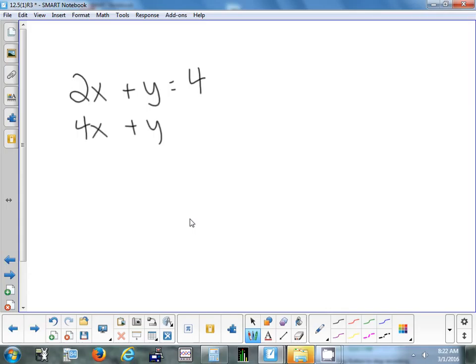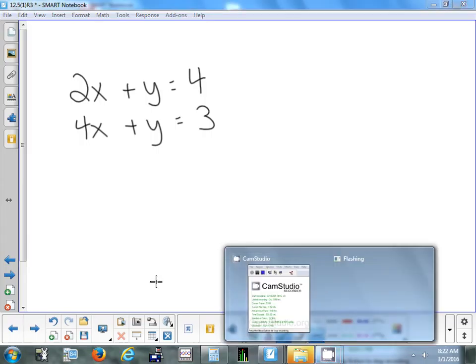4x plus y equals 3. See how we got the same letter? It's a single letter, same sign. All we're going to do is multiply one of those. I don't care which one, it doesn't matter. Multiply one of those equations by -1. That's all you're going to do.